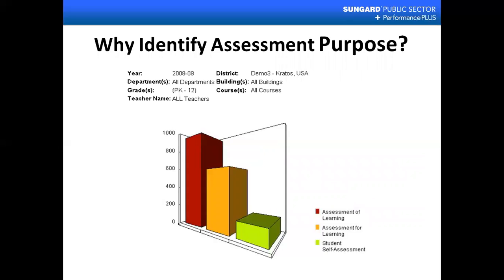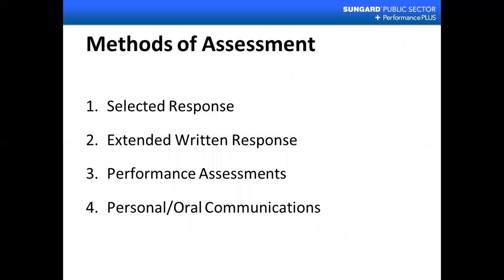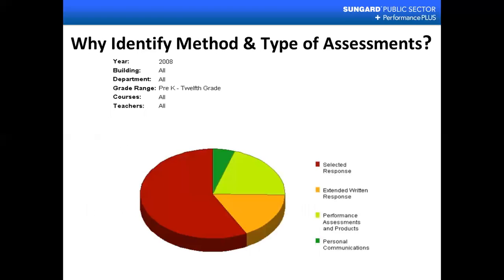The purpose for identifying assessment purpose is because we can run reports to determine how often the different purposes are used. When are we using formative assessments and when are we using summative assessments, whether it be across a department, a course, or the entire district. We will also need to select our methods of assessment. You have 4 choices to choose from. You may choose one of these or more than one of these when you're doing your methods of assessment. Selected response, extended written response, performance assessments, or personal oral communication.